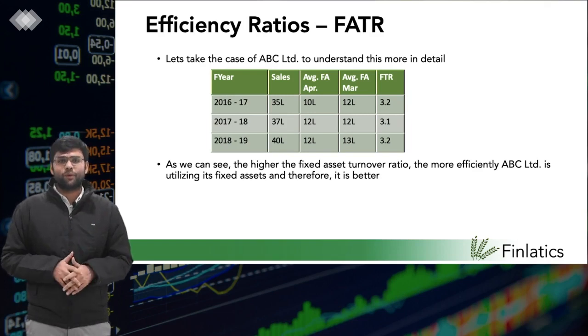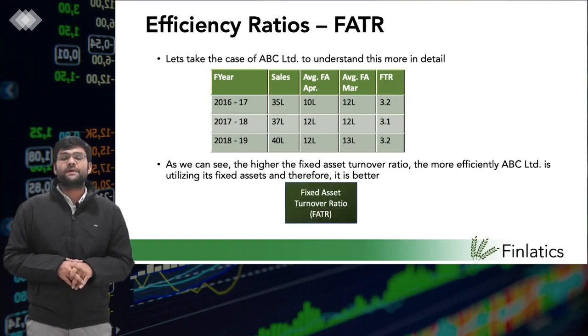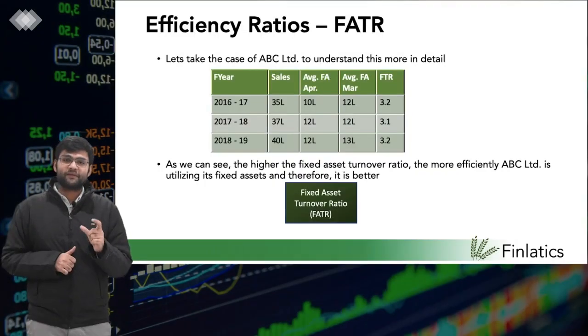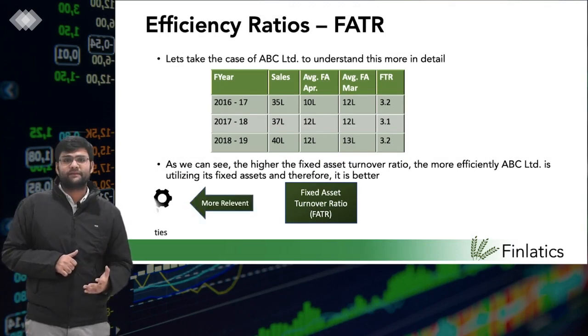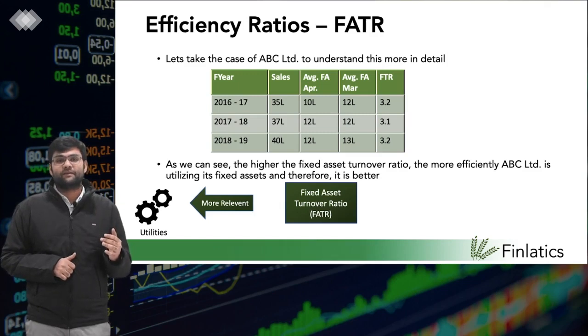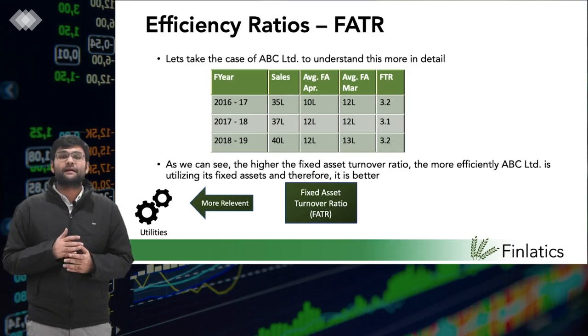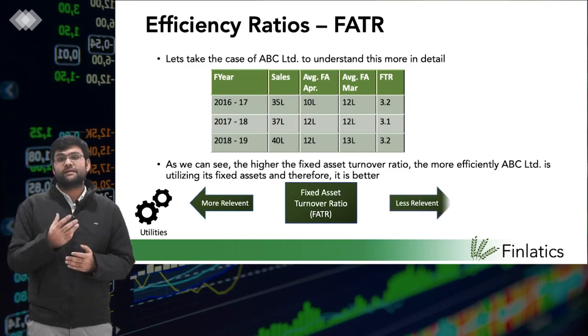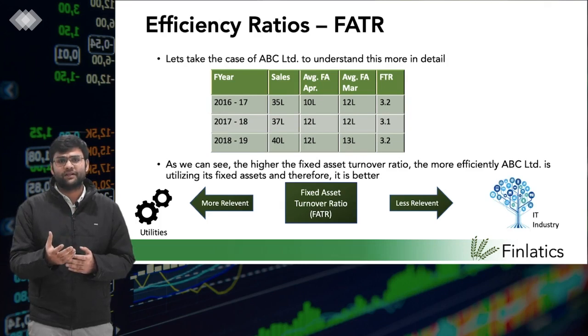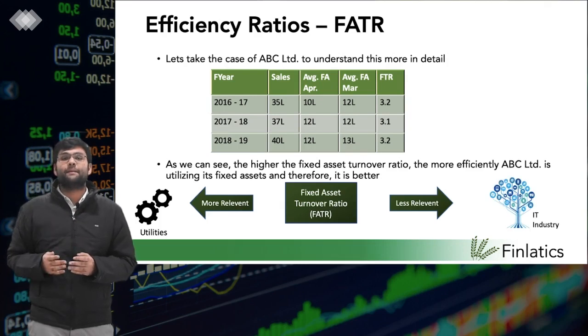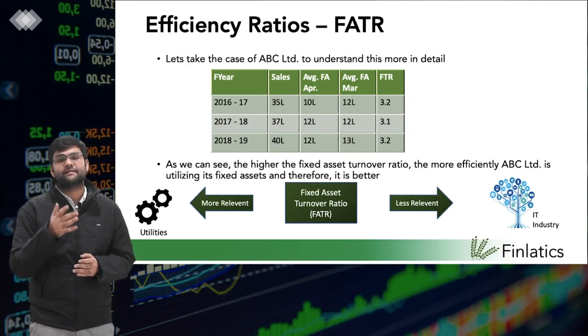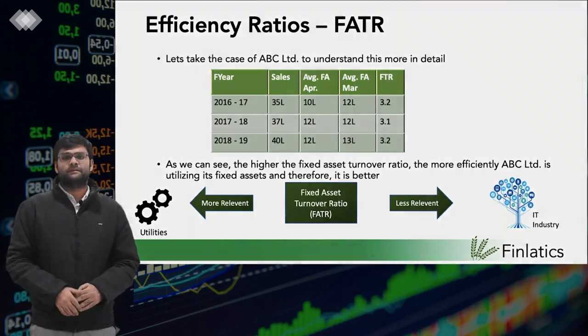Also, it's important to note that the fixed asset turnover ratio must be compared across companies within the same industry. To give a small example, companies in industries like utilities, which are more capital intensive, need more fixed assets for their functioning than companies in the industry of information technology, which is inherently less capital intensive and therefore requires lesser fixed assets.